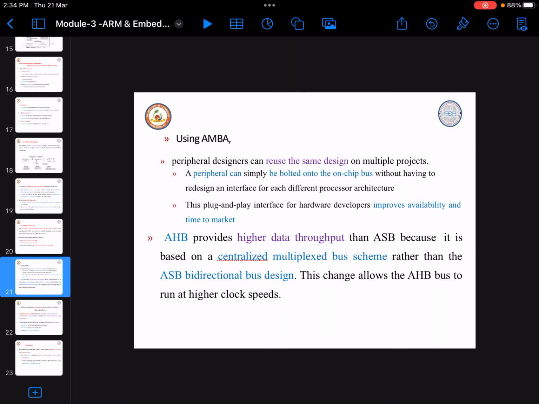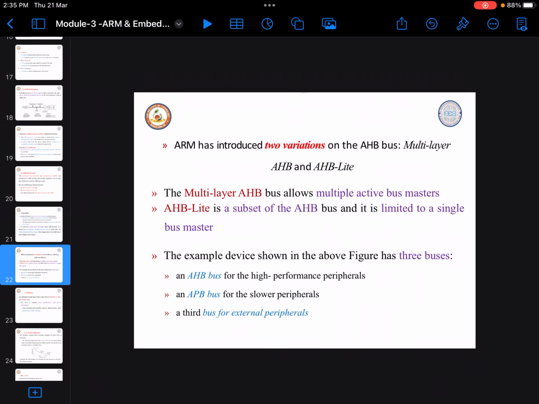Coming to AHB, it provides high performance and high data throughput compared to ASB. It is based on a centralized multiplexed bus scheme rather than a bidirectional bus scheme, which allows it to operate at higher clock rates. ARM has introduced two variants under AHB, multi-layer AHB and AHB Lite. Multi-layer allows multiple active bus masters. AHB Lite is a subset of AHB and has a single bus master.